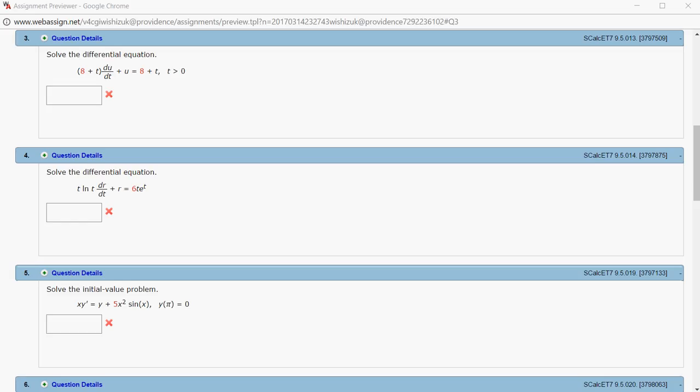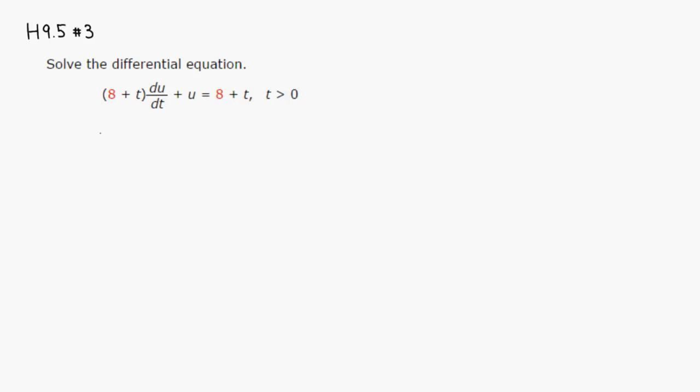All right, let's look at the homework 9.5, problem number 3. All right, let's solve this first order linear equation. As usual, I would like to have a 1 in front of du over dt. I'm going to just divide it through by quantity 8 plus t.